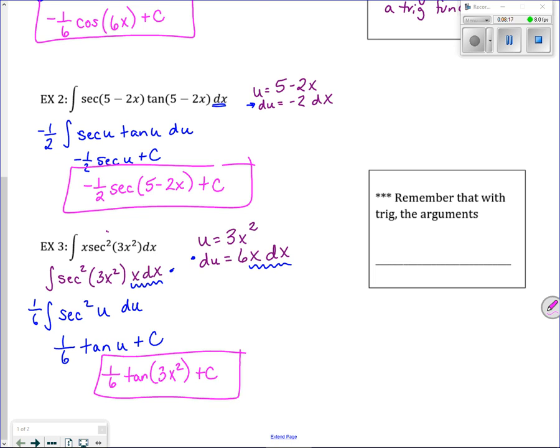Notice that with trig, the arguments never change. A big mistake that I see on answers is that, in here I just see x instead of 3x squared. So notice, see how the argument of your trig function is 3x squared, and the argument in my answer is 3x squared. My argument was 5 minus 2x, and my argument in my answer is 5 minus 2x. So remember that your arguments never change.